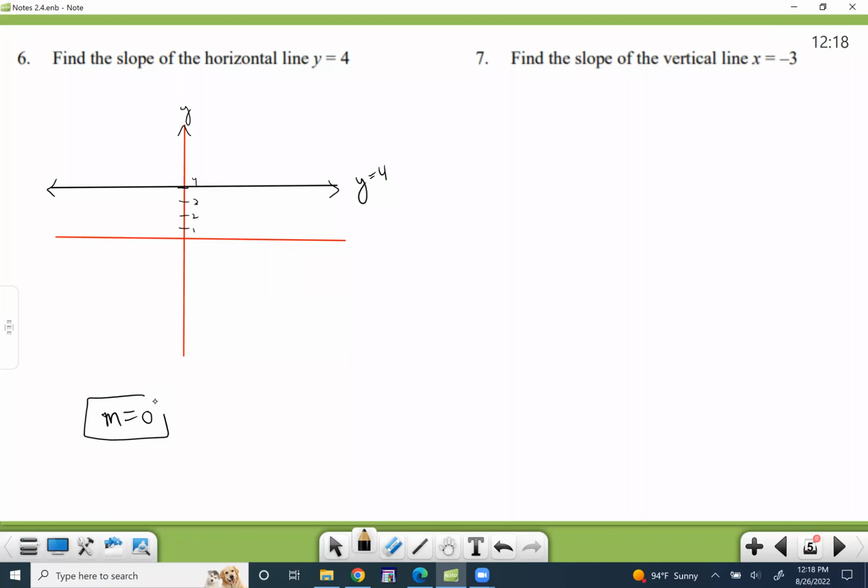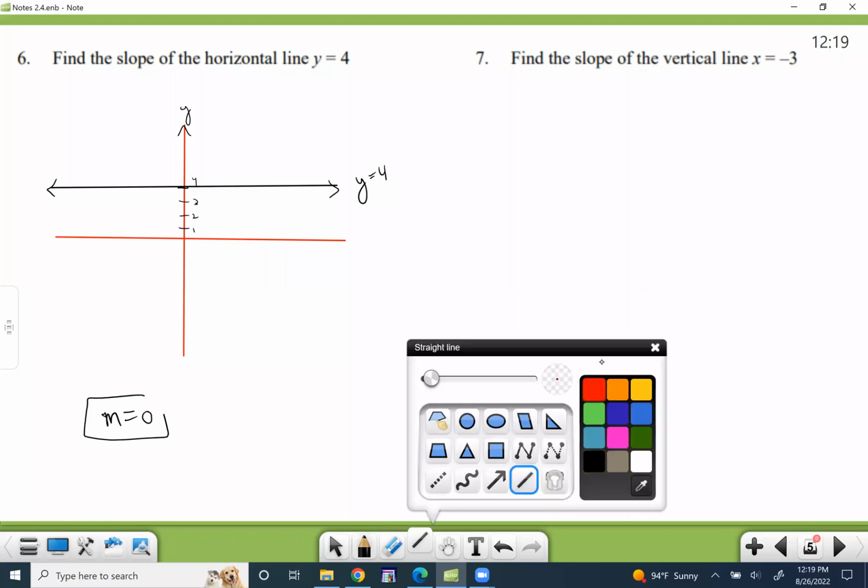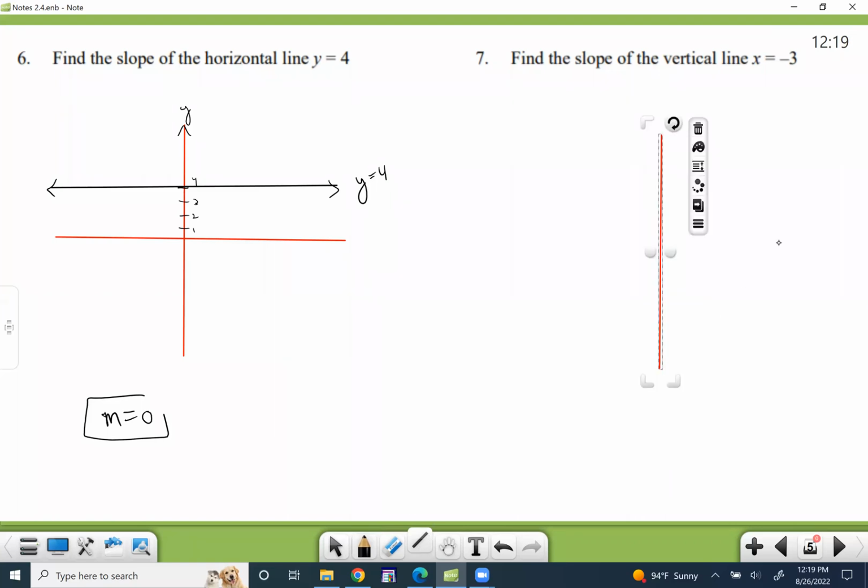Okay. All right, now let's go over to the vertical line x equals negative 3 then. So we'll get our axes going. We're going to go to our x equals negative 3. Just right there.